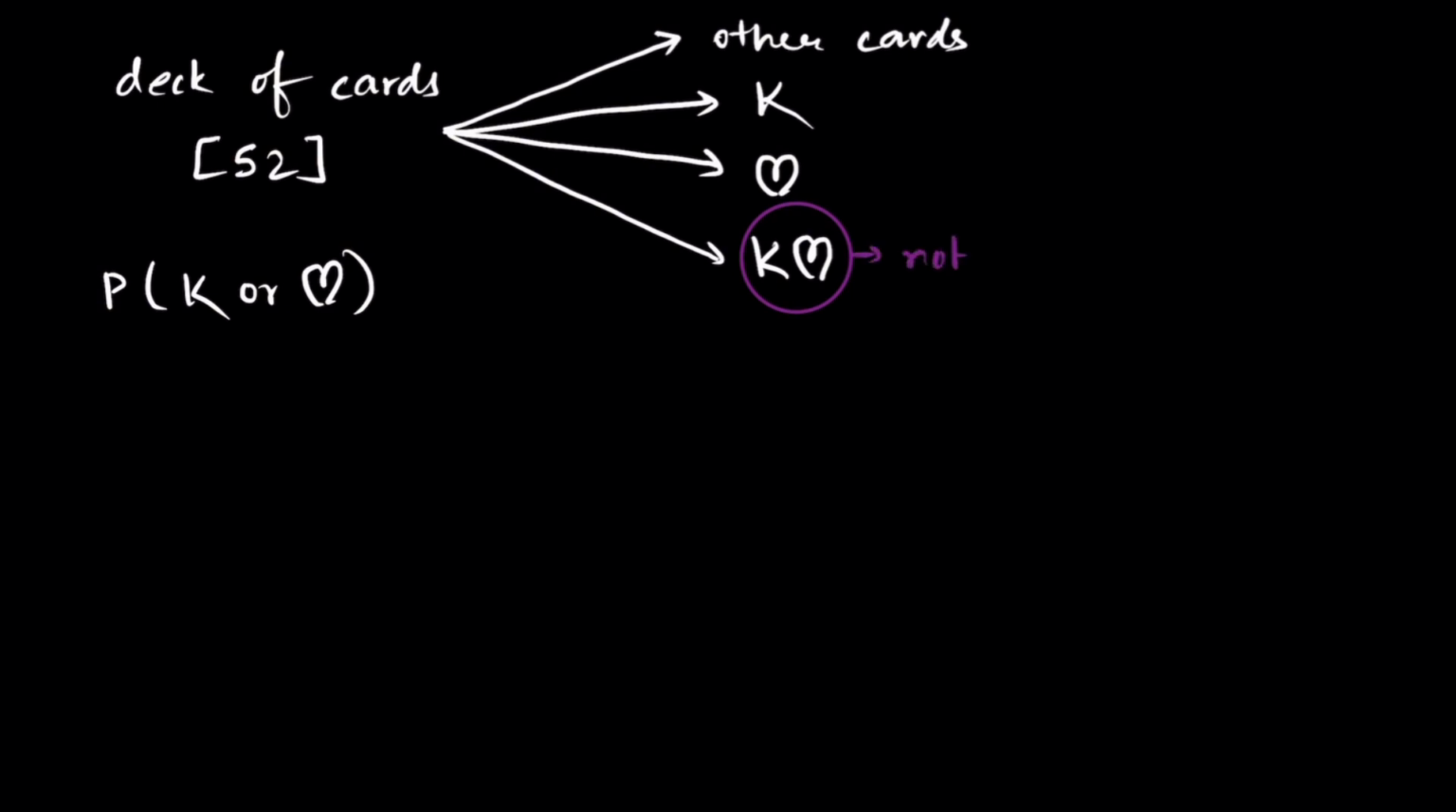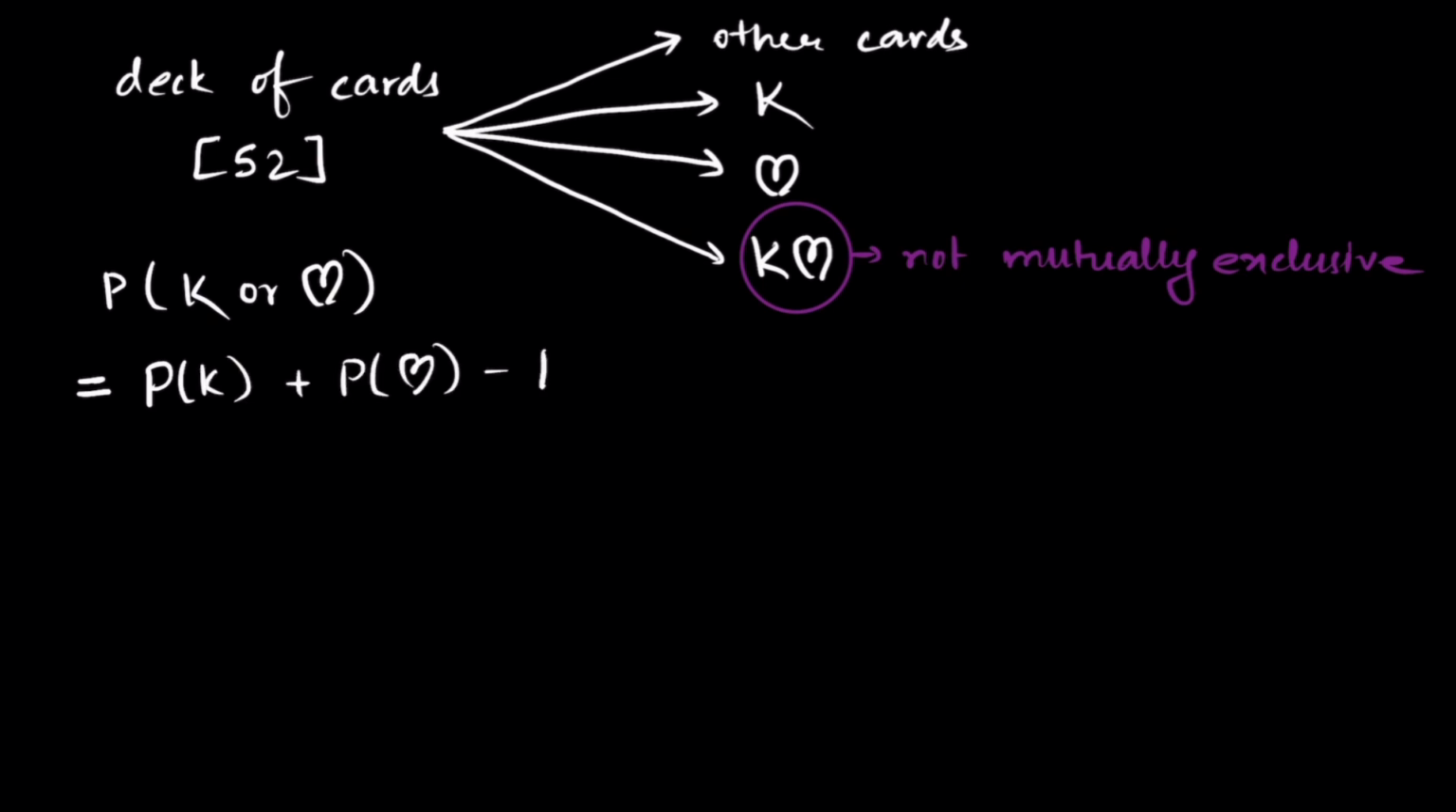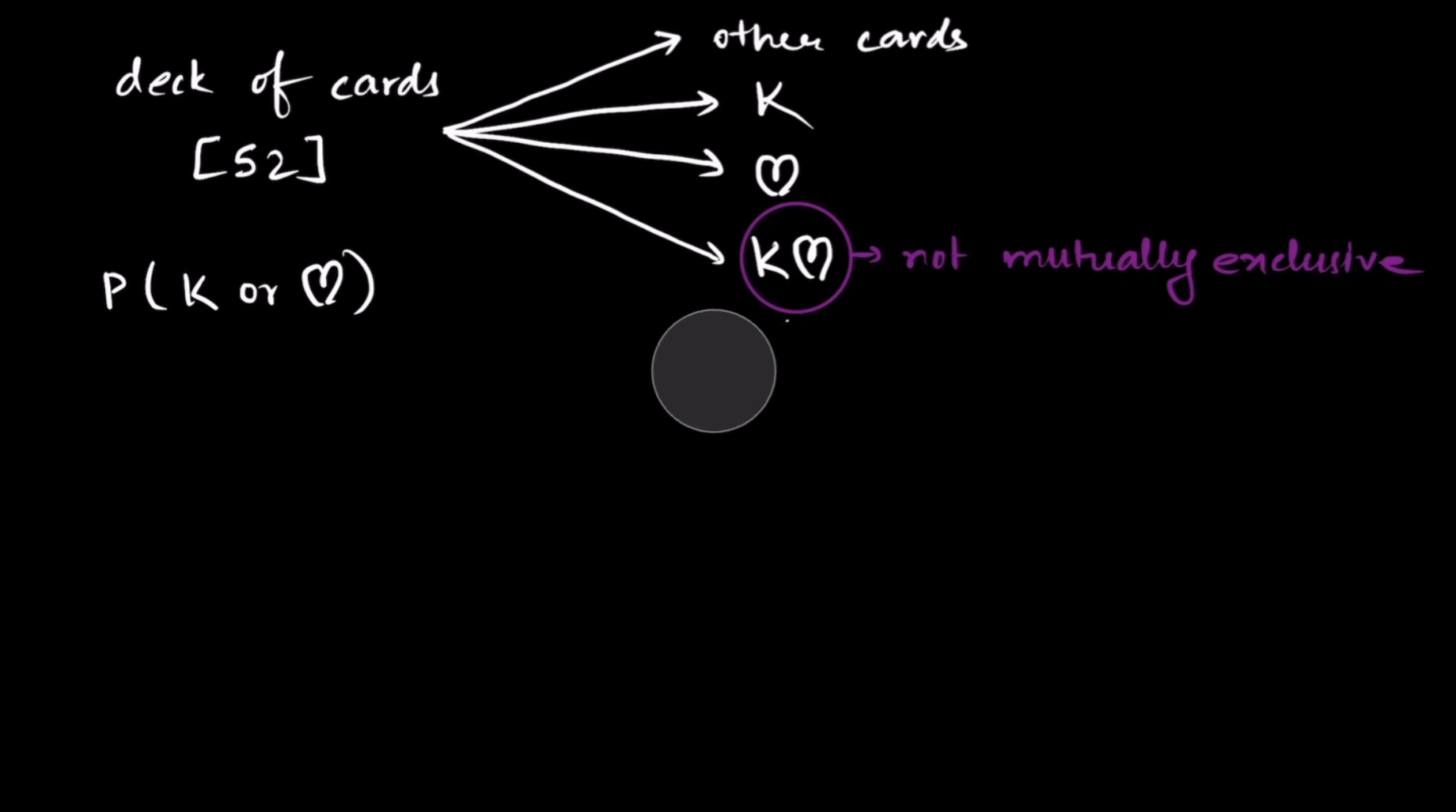So this is also not mutually exclusive. And you know the formula for not mutually exclusive. So the probability of getting king or heart is equal to probability of getting king plus probability of getting heart minus the probability of getting king and heart. Again, let me show you with the help of a Venn diagram.